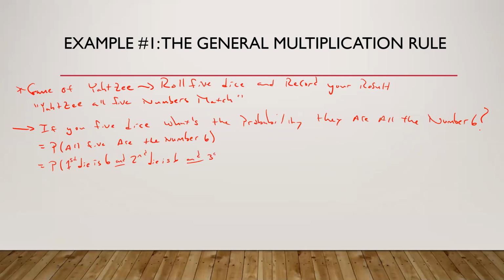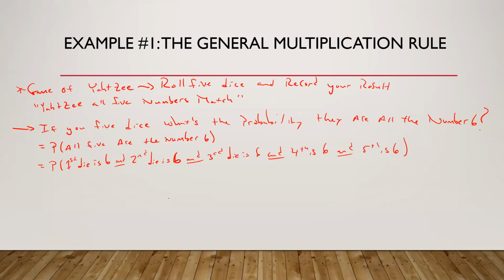And what does the third die need to be? 6. And what does the fourth die need to be? 6. And what does the fifth die need to be? 6. You guys got it, obviously. Do you notice how I just wrote this really smartly, if that's even a word? But when you see the and statement, what mathematical operator does the and statement imply?